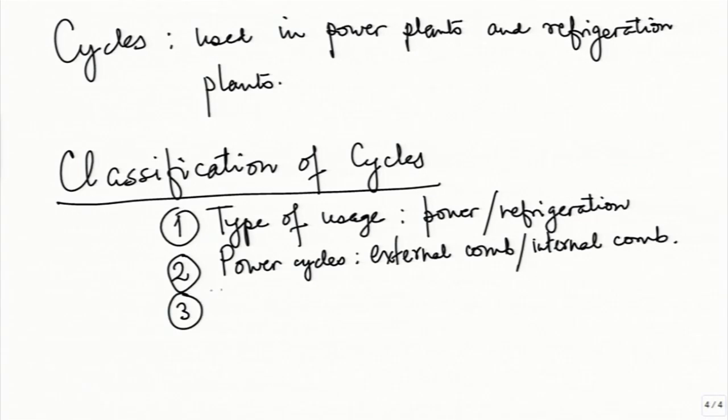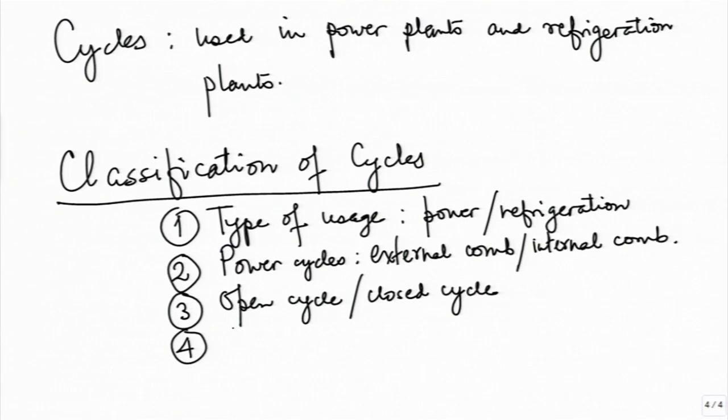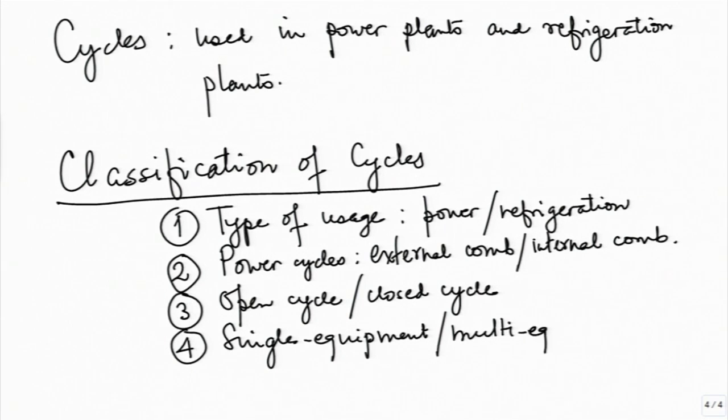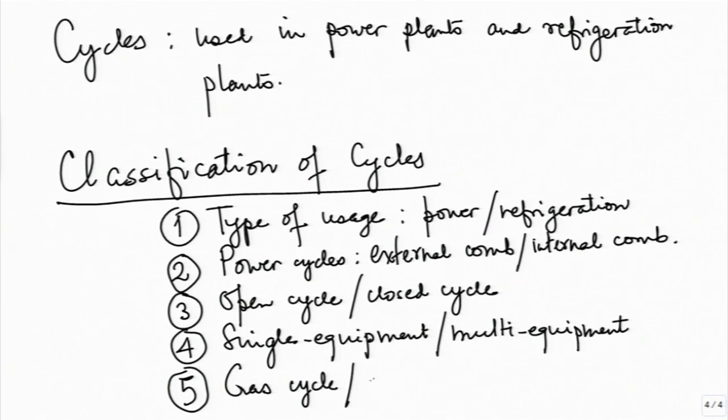Then the third way is whether it is what is known as an open cycle or a closed cycle. A fourth way of classifying cycles would be whether it is based on a single piece of equipment, what I call single equipment cycle, or multi-equipment cycle. And fifth is, actually this order can be in any order except that two should follow one. Unless you talk of power cycles, you cannot classify power cycles further into external combustion and internal combustion. And fifth is whether it is a gas cycle or it is a vapor cycle.